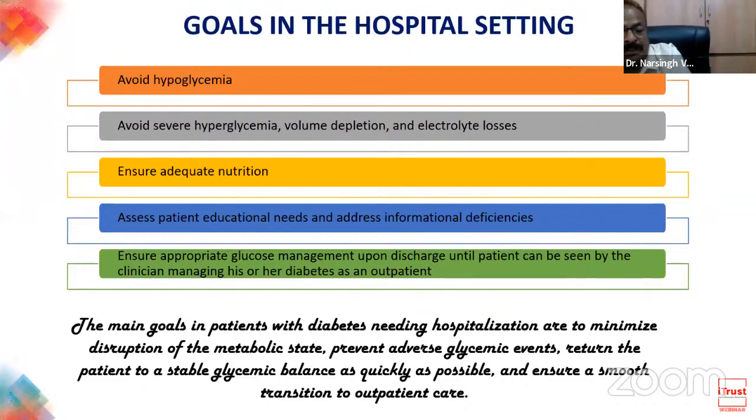The main goals in patients with diabetes needing hospitalization are to minimize disruption of metabolic state, prevent adverse glycemic events, return the patient to a stable glycemic balance as quickly as possible, and ensure a smooth transition to outpatient care. And now the patient will like to have the treatment he was taking before admission.